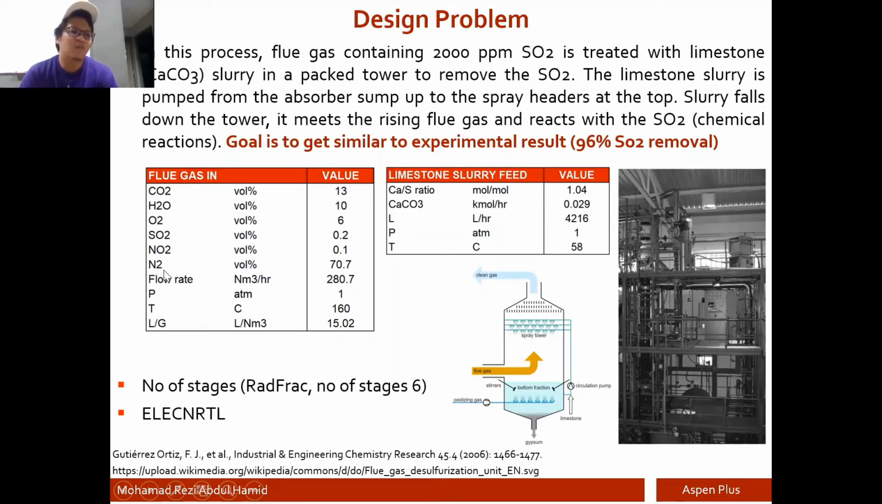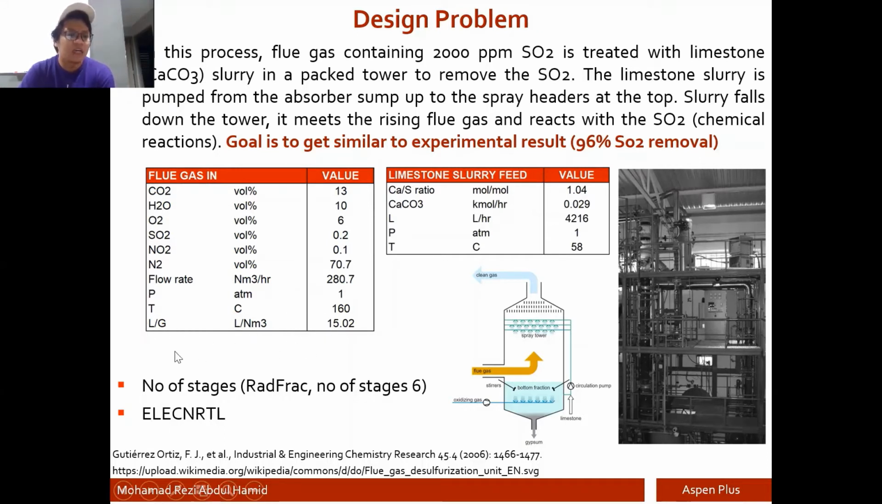So if you notice here, the flow rate of the incoming flue gas is measured in standard meter cube per hour, and the value is 280.7. And according to the NIST website, NIST stands for National Institute of Standards and Technology, the standard volumetric flow rate is measured at 0 degrees Celsius and 1 atmosphere pressure. So for the simulation, what I need to do is convert the standard volumetric flow rate into the actual volumetric flow rate of the flue gas measured at 1 atmosphere pressure and temperature of 160 degrees Celsius.